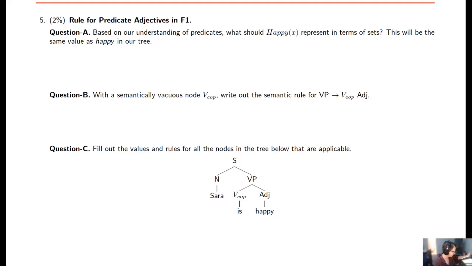So what should happy X represent in terms of sets? I tried to make this look like the problems earlier in the course, way back in the relations and functions lecture. When we talked about things like sleeps X, and then that goes back into the truth conditional meanings of sentences with F1. So when we had something like sleeps X, that would be the set of X such that X sleeps in B. So that's how we did intransitive verbs.